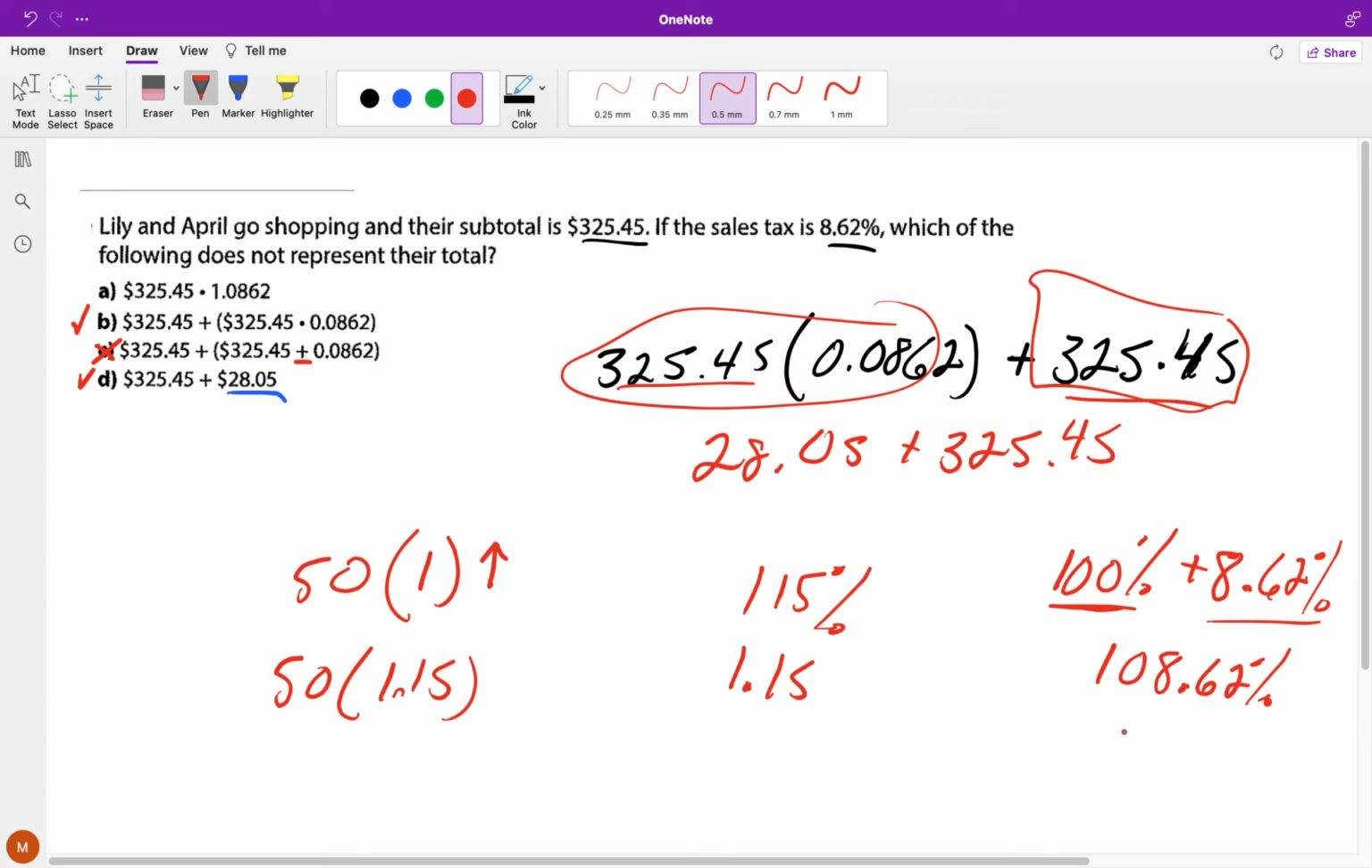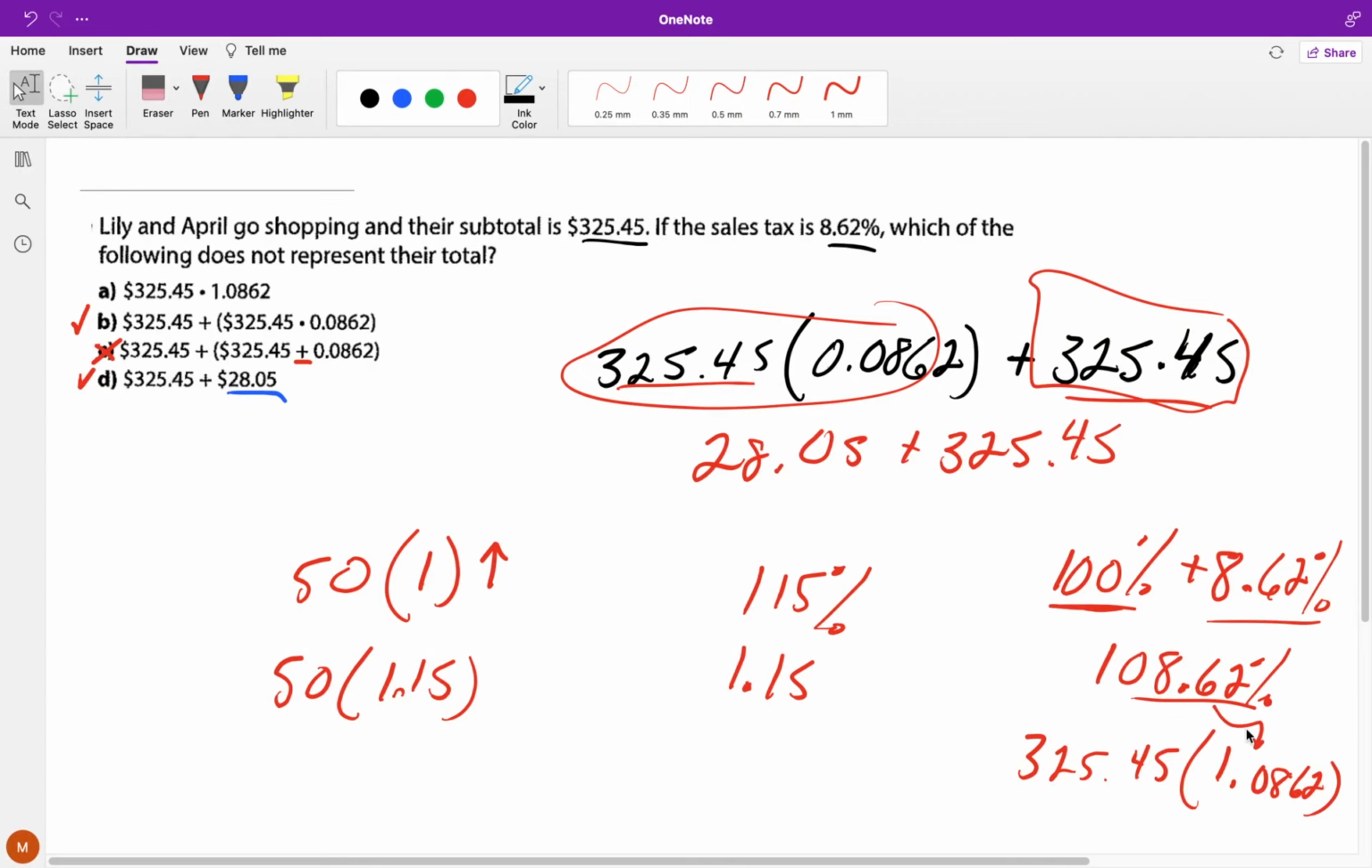So then we can show this as multiplying, while the original amount is $325.45. That's the original amount that we have. And then this can be times 1.0862, which is this written as a decimal.